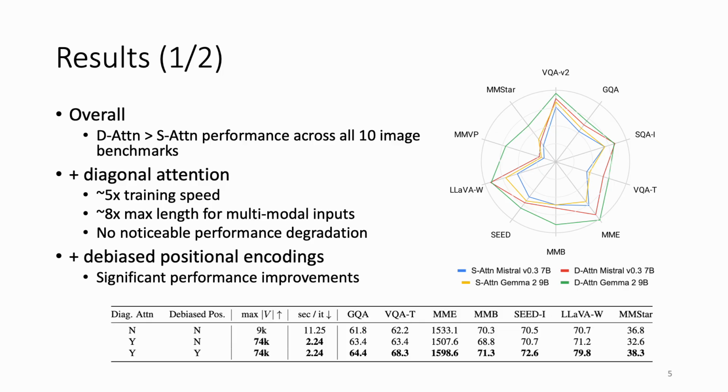This eliminates the positional bias and leads to a comprehensive understanding of visual contents, and thus stronger multimodal performance. With the proposed improvements, our 𝒟-Attn outperforms its self-attention counterpart consistently across 10 image benchmarks, with Mistral V0.3 as well as Llama2 LLM backbones. And in our ablations, the model with V2V diagonalization can train 5 times faster and take 8 times longer multimodal inputs while maintaining the multimodal performance. Also, by incorporating the modified positional encodings, our model achieves substantial performance improvement.